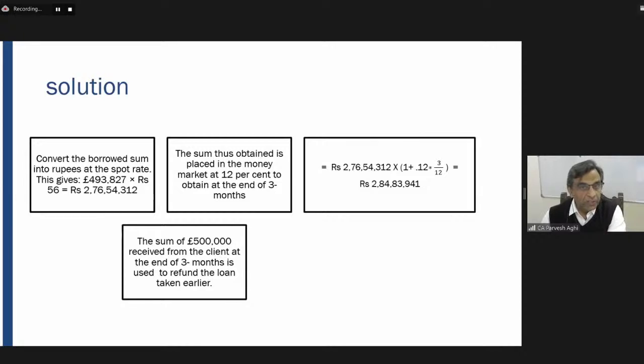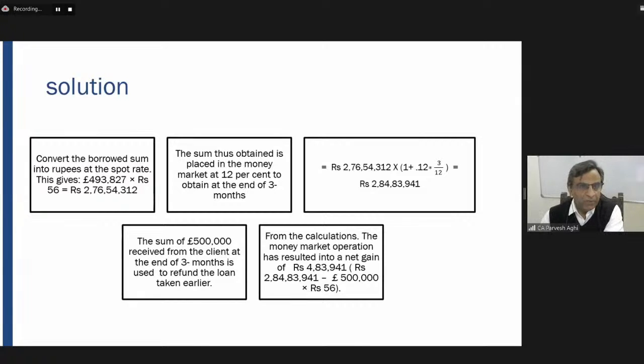So now what happens is that the sum of 5 lakh pounds received from the client at the end of 3 months is used to refund the loan taken earlier. So he'll settle that loan from the money he's going to receive from the customer. Now, if you see from the calculations, the money market operation has resulted in a net gain of rupees 4,83,941. How? Now he's getting 2,84,83,941 after 3 months, the money which has grown in India by putting the money in investment.